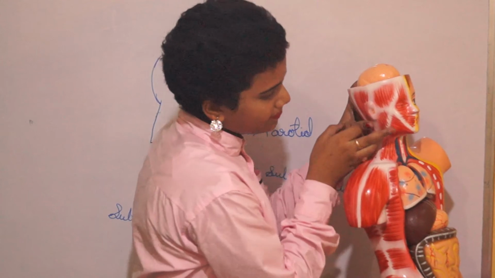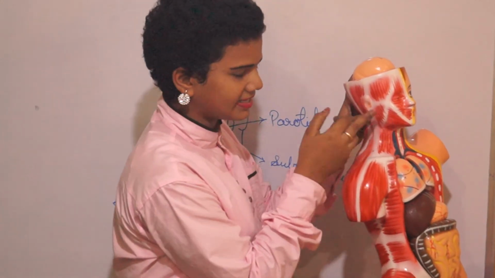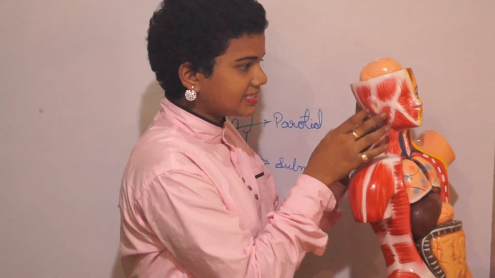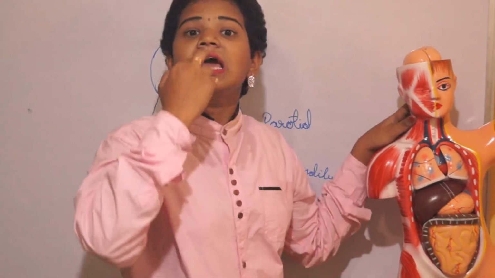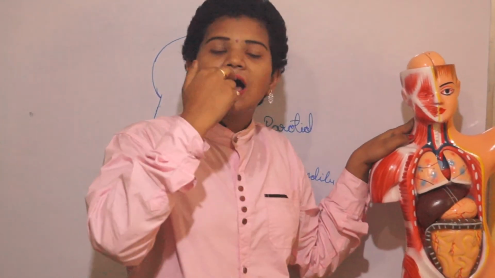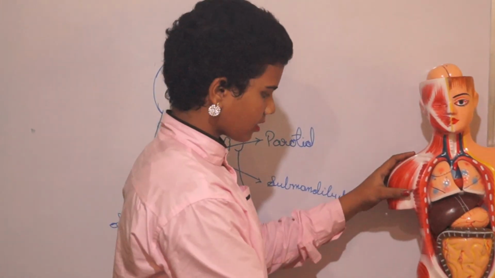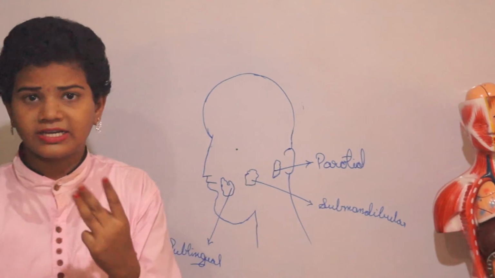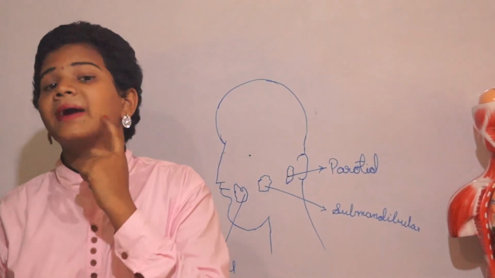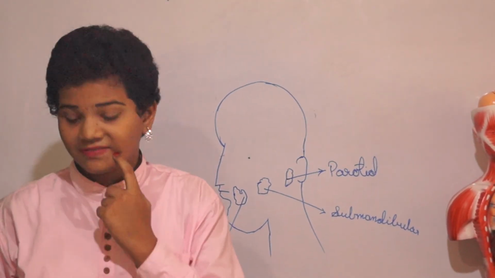When you see very clearly, this is the submandibular salivary gland, and this is the parotid salivary gland, and the sublingual salivary gland is present below our tongue. Below our tongue you can find the sublingual salivary gland. Okay. Here the three salivary glands are located: parotid, submandibular, and sublingual salivary gland.